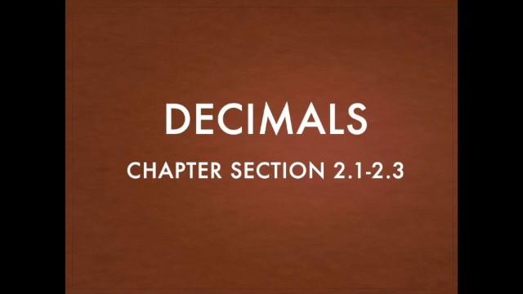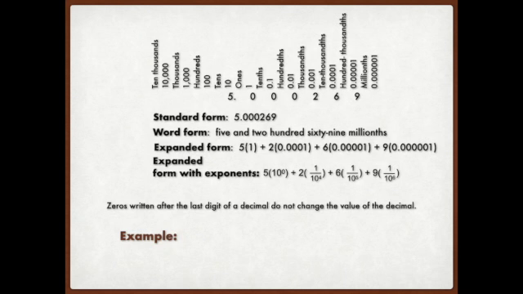We're going to go ahead and focus on our new unit, our new chapter, decimals. We're going to cover sections 1, 2, and 3 in this video. Now, we've already covered what the standard form, word form, expanded, and expanded form with exponents is. But now we're going to focus on how zeros can be written in after the last digit of a decimal and how these do not change the value of the decimal.